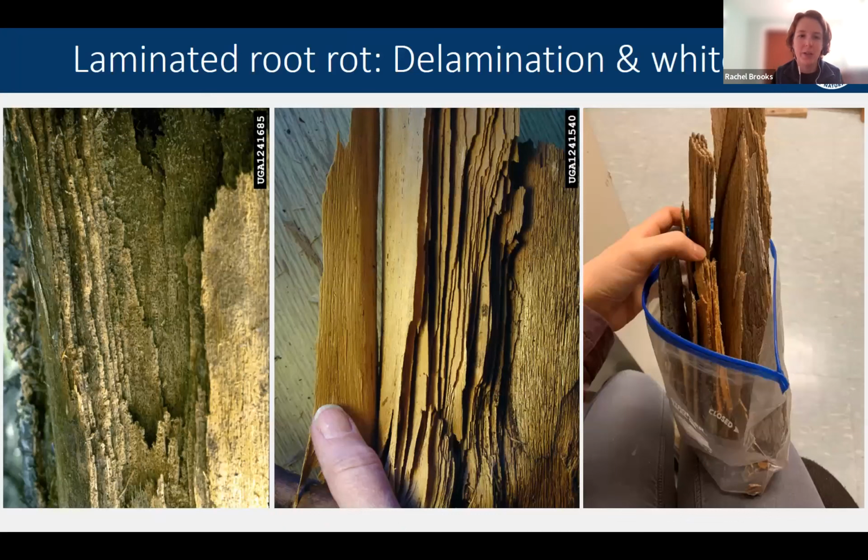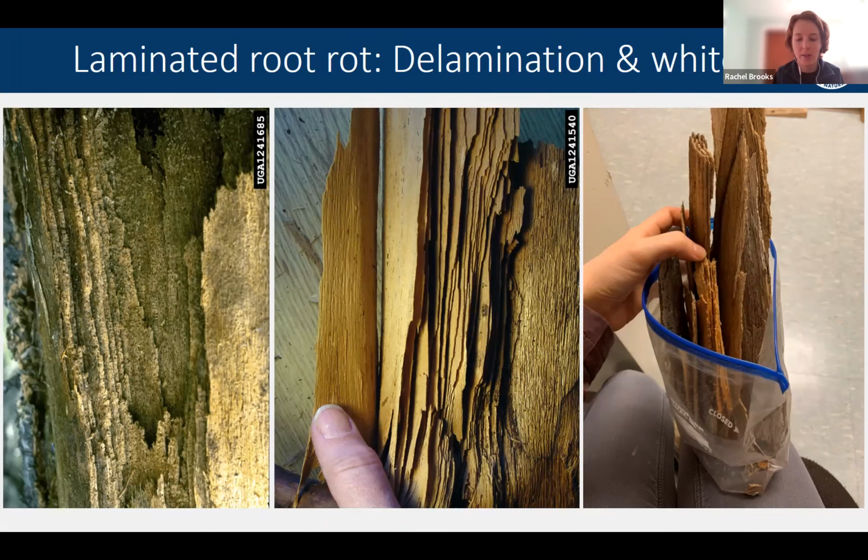So laminated root rot, the delamination is really what most people see. It can be thick and chunky as shown in the left picture, or really thin as in the middle picture, or a variety depending on the size of the growth rings of the tree. And you can see some pictures there. This is most obvious in advanced decay, so you'll see it often in stumps or on the roots of wind-thrown trees.